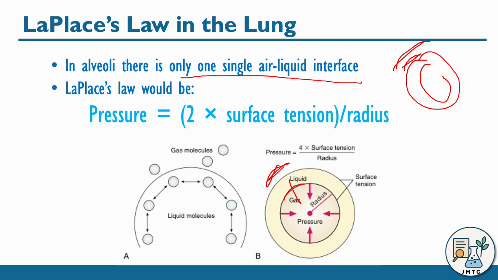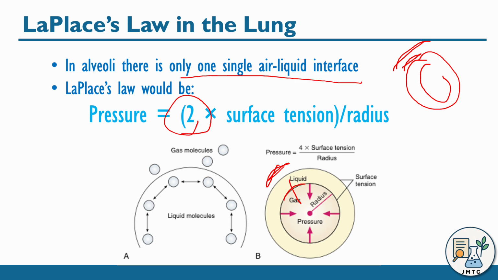So, yung Laplace law sa alveoli becomes 2T or 2 surface tension over radius, not 4T over radius. Dahil isang surface lang, mas sensitive ang alveoli sa surface tension. So, kapag walang surfactant, mataas ang surface tension, madaling mag-collapse ang alveoli.